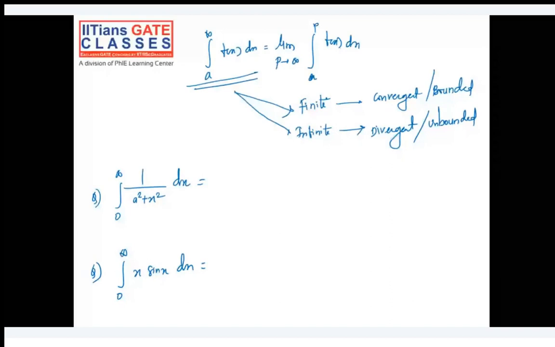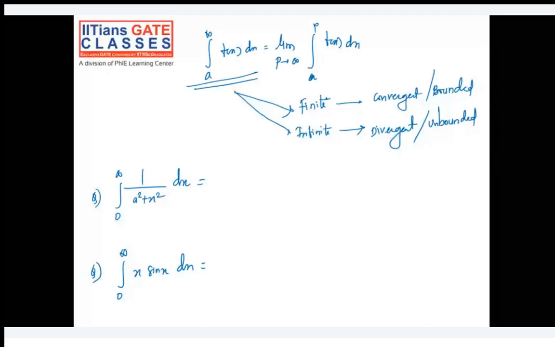Anyone got the answer for the first question? What is the answer for the first question? Pi by 2, sir. Yes, pi by 2a.